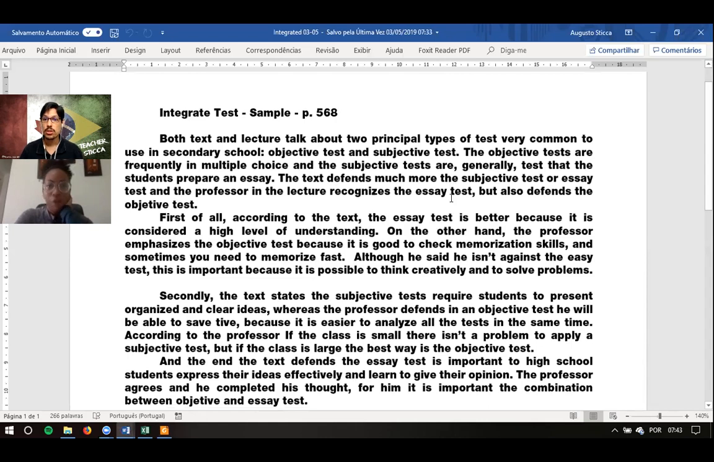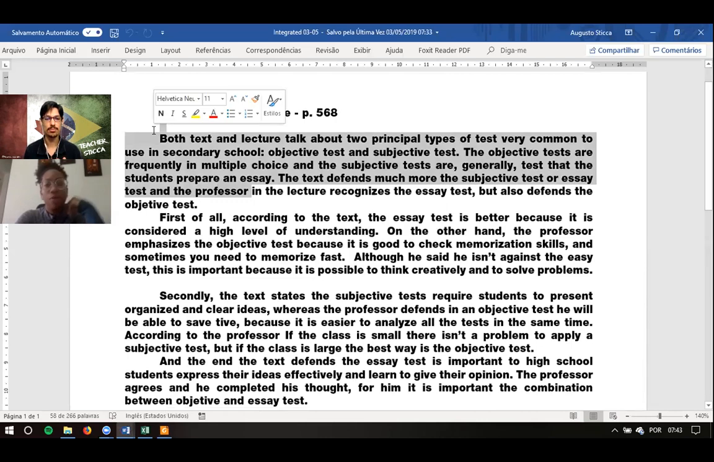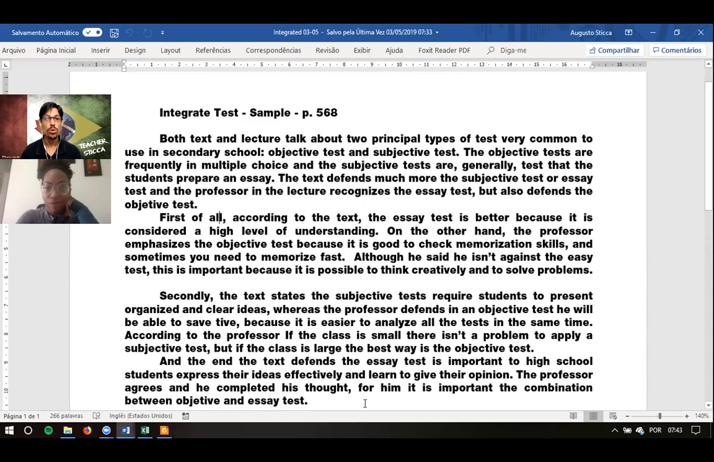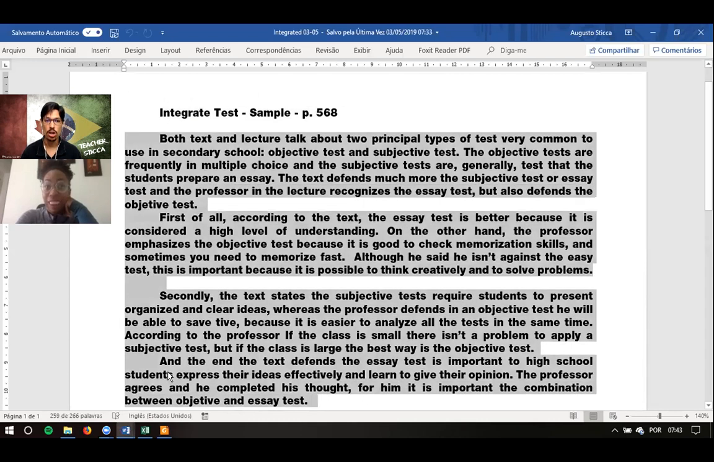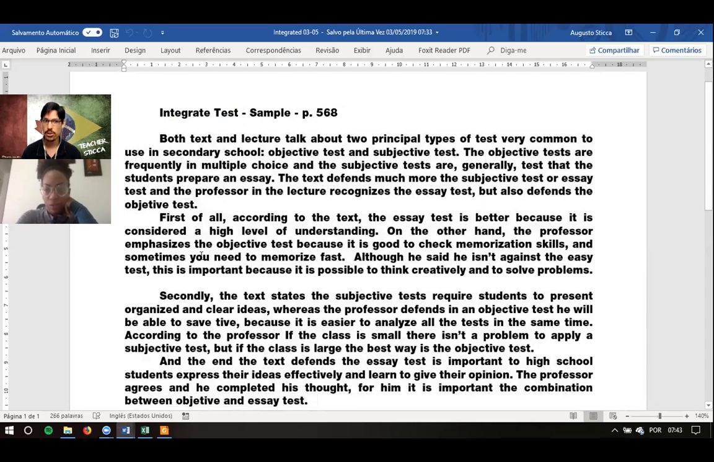The text defends much more the subjective test, whereas it's a perfect introduction. Perfect introduction. Oh, you wrote much more. Oh, good. Very good. First of all, according to the text, the essay test is better because it is considered a high level of understanding. On the other hand, the professor emphasized the objective test because it is good to check memorization skills, and sometimes you need to memorize fast. Although he said he isn't against the essay test, this is important because it is possible to think.